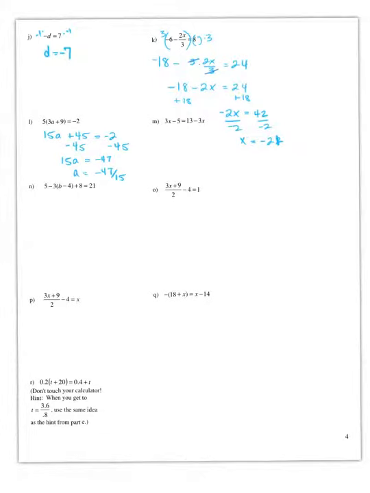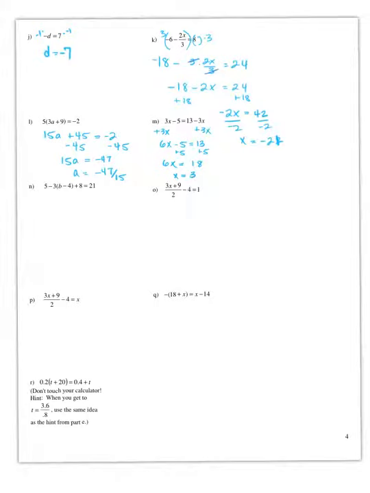In M, we want to collect all the like terms, so we can add 3x to both sides, getting the x's together. We have 6x minus 5 equals 13. Now add 5 to both sides. We get 6x is equal to 18. And then finally divide both sides by 6 to get x equals 3.